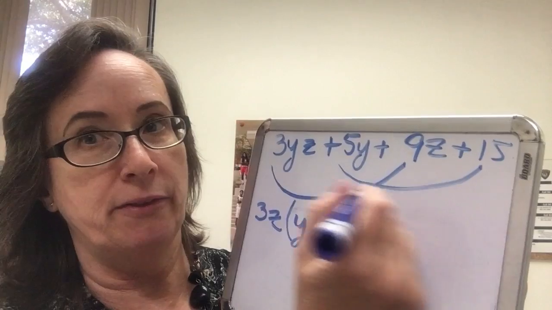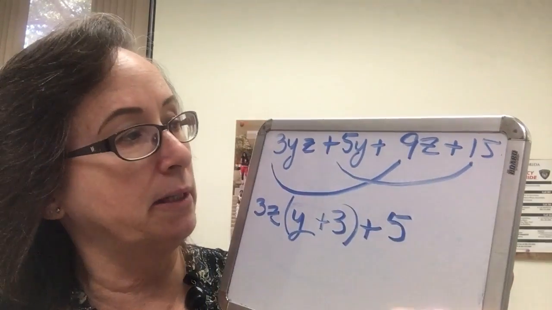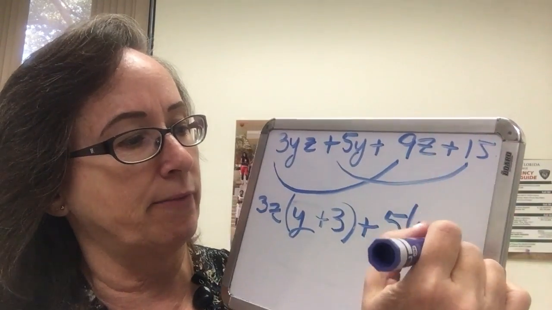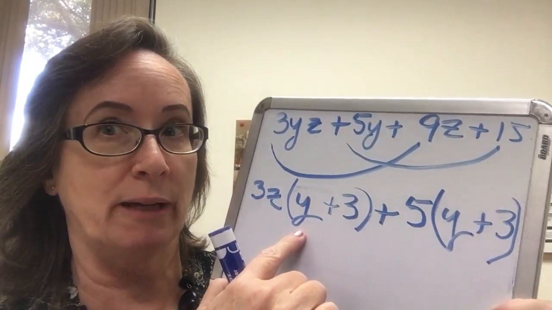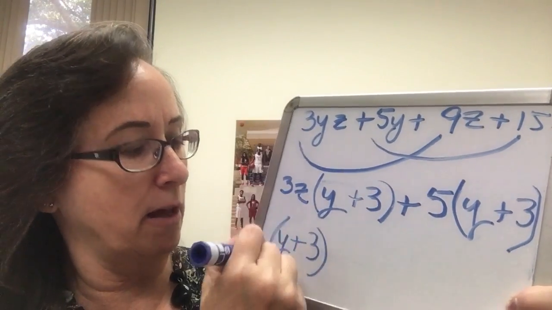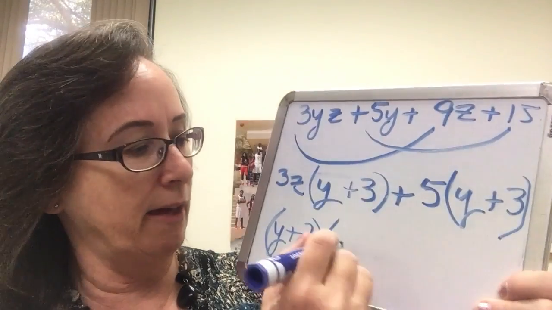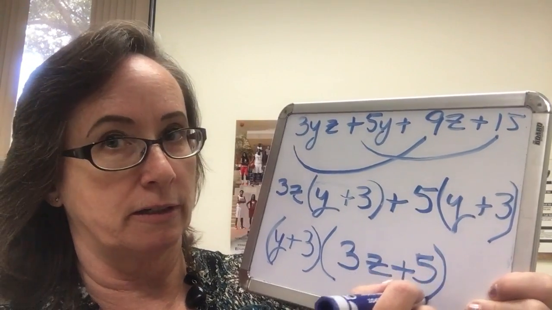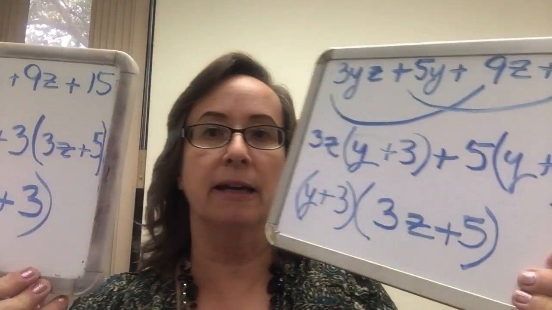And then I look at these other two terms, and I'm going to pull out a 5, because they have a 5 in common. And when I divide this by 5, I get a y, and I divide this by 5, I get a 3. Now, can you see that I have a y plus 3 in common? So I'm going to pull the y plus 3 out to the front as a greatest common factor, and then 3z plus 5 is my remaining factor.